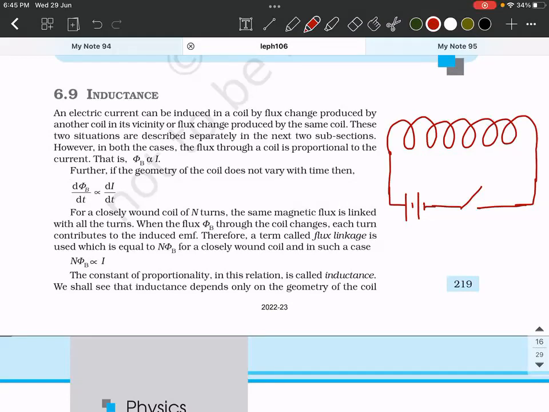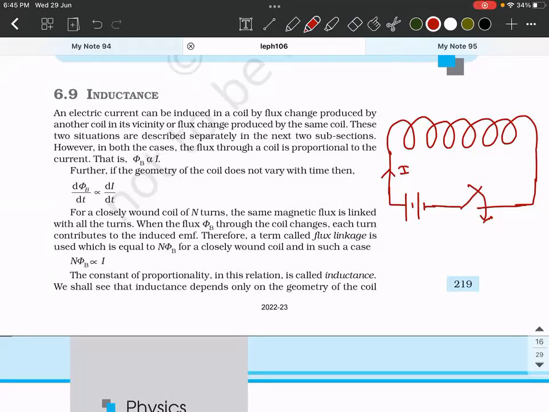Now, is the current going to flow through it? Obviously, no. When I close this, what will happen? When I close this, current will start flowing through the coil because the circuit is completed. Right? As soon as I close this, let's say the steady state current that is flowing through the conductor is I.